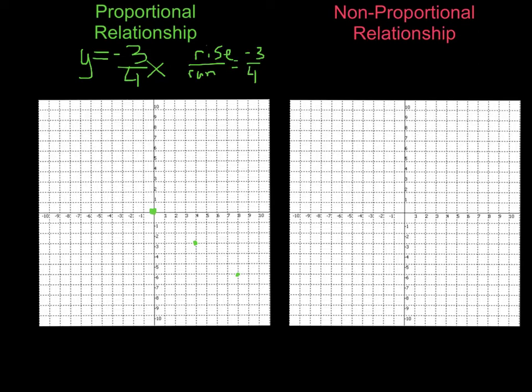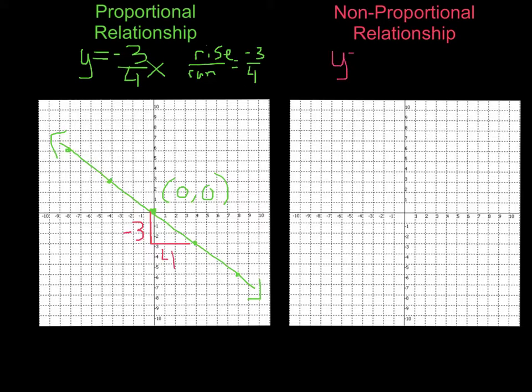We want to go backwards. Go up 3, left 4. And now we can connect the dots. So the biggest thing is, it goes to the point (0, 0). And then always double check that your slope is right. It went down 3/4. Alright, now let's graph a non-proportional relationship.